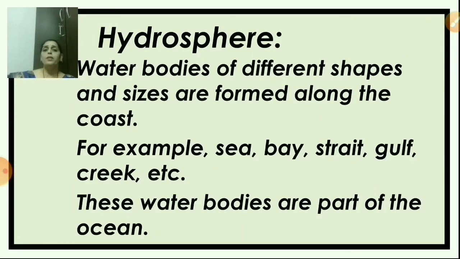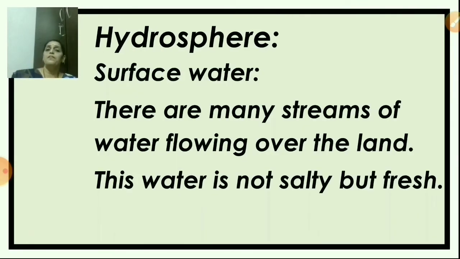Now the next, water bodies of different shapes and size are formed along the coast. For example, sea, bay, strait, gulf, creek, etc. These water bodies are part of the ocean. So students, water bodies of different shapes and size are formed along the coast. And what are they? For example, sea, bay, strait, gulf, creek, etc. And these water bodies are part of the ocean. Very good.